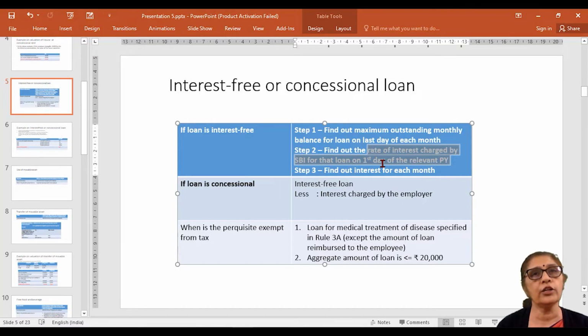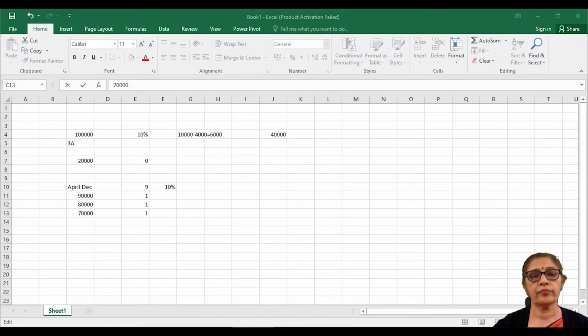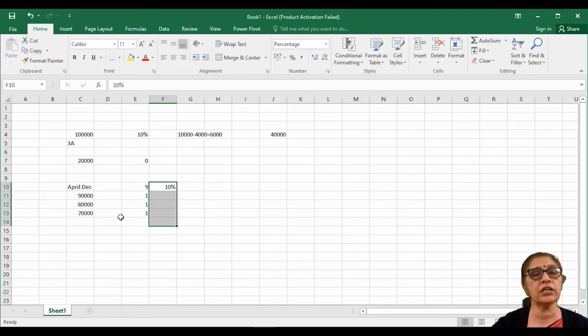So the taxable value of the perquisite becomes 10% of the amount of loan that is outstanding on the last day of the month. And similarly, we find it out for each month. And summing it up, we will find out the interest for this period. 9 months 10%, 1 month 10%, 1 month 10%, 1 month 10%, whatever is the total that we have.